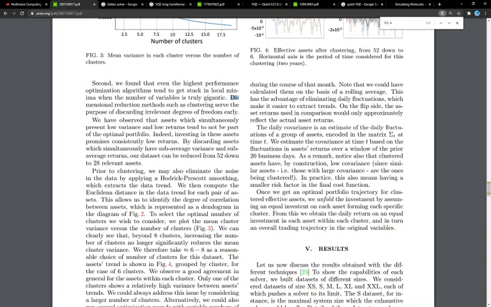Even dimensional reduction methods such as clustering serve the purpose of discarding relevant degrees of freedom early. We have observed that assets which simultaneously present low variance and low returns tend to not be part of the optimal portfolio. Indeed, investing in these assets promises consistently low returns. By discarding assets which simultaneously have sub-average variance and sub-average returns, our dataset can be reduced from 52 down to 28 relevant assets. Prior to clustering, we may also eliminate the noise in the data by applying a Hodrick-Prescott smoothing, which extracts the data trend. We then compute the distance in the data trend for each pair. This allows us to identify the degree of correlation between assets.